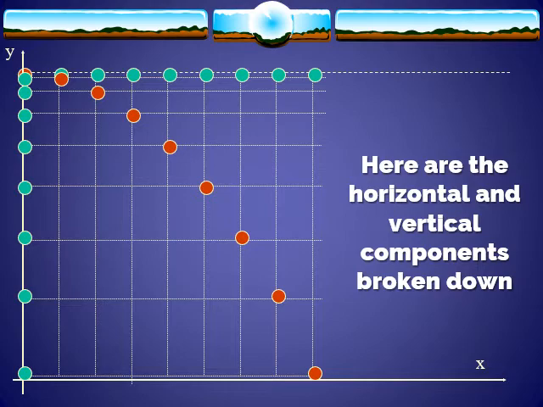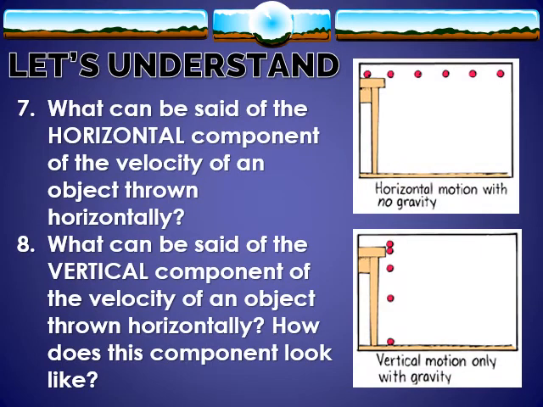Let's continue. Okay, so at this point, let's analyze further. Like what we did in the previous video on the concept of projectile, we also have further breakdown questions here. Okay, so let's read. It says here, what can be said of the horizontal component of the velocity of an object thrown horizontally? Next, what can be said of the vertical component of the velocity of an object thrown horizontally? How does this component look like?